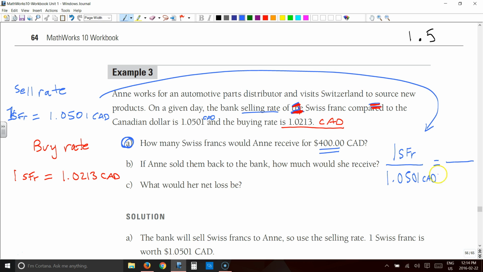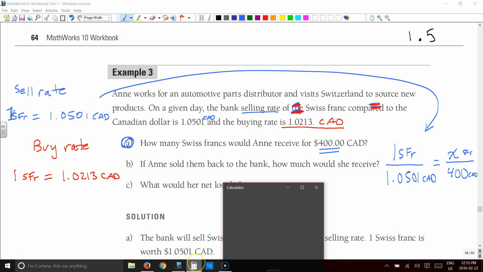Now, Canadian is going to go on the bottom because Canadian is on the bottom on the other side of the equation. Make sure you label these so you don't get confused. Put the Canadian francs. Now, we want to find out how many Swiss francs we will get for 400, so let's put X. Okay? So it's X number of francs. If you want to, you can put Swiss franc here so that you remember. All right. This is a simple case of cross multiply and divide.